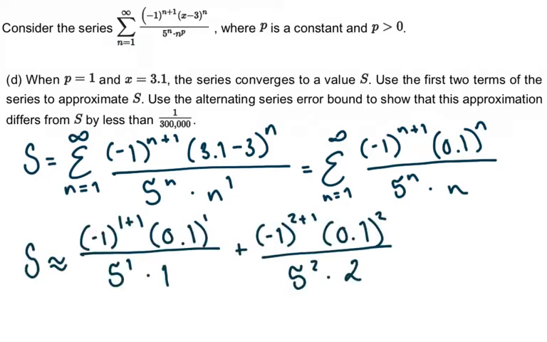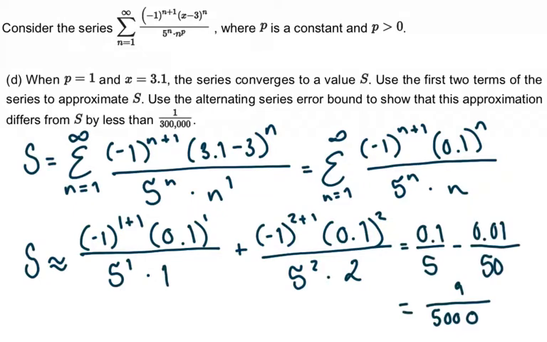So here are our first two terms. N is 1 and n is 2. I'm going to do, again, a little simplification. So based on our first two terms, we see that our series is approximately equal to 9 over 5 thousandths. So what we want to do is to see then what is the error bound based on that. And in order to do that, we are going to use the next term in the series, which would be the n equals 3 term.